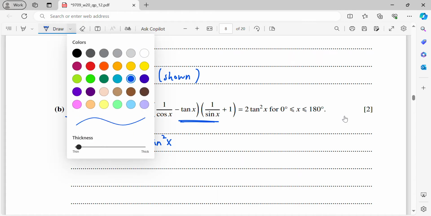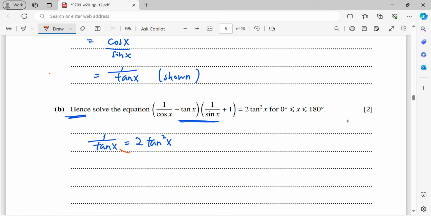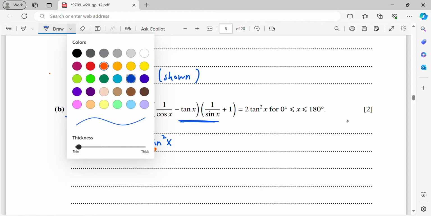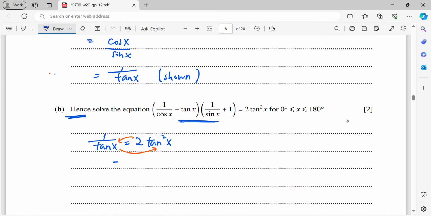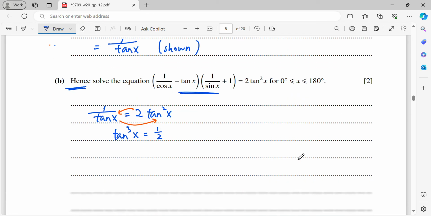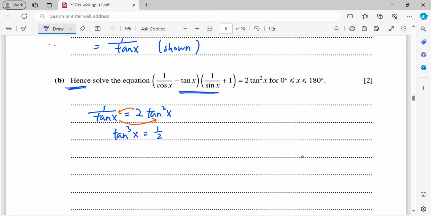So now to solve this, tangent x moves up, the 2 moves down. So tangent x times tangent squared x is basically tangent cubed x. Then the 2 moves down, you get half. So now to get the x, the cube moves to the other side first. It means that tangent x is the cube root of half.